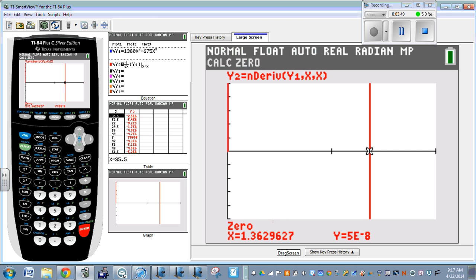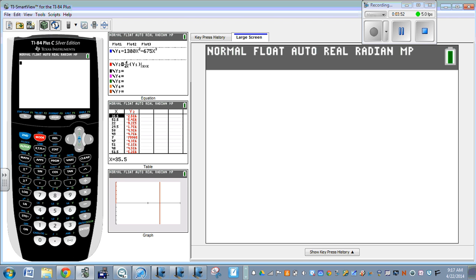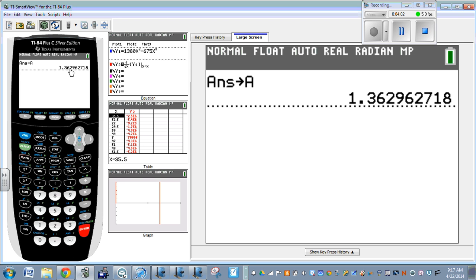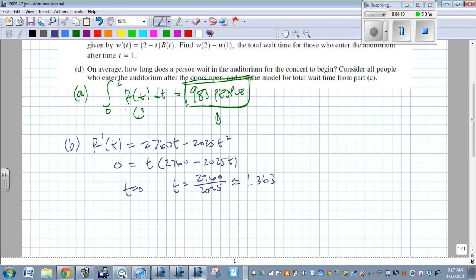If you go to second quit, so you get out of that graph and hit the store button, we can store that for, let's just do it for A. Alpha A. So now if I use A, it's going to use that whole value, 1.3629, so on. Right? But to figure this out, now what we need to do to find the absolute max, we're going to compare the endpoints, so R of 0 and R of 2, to our critical value, R of 1.363.